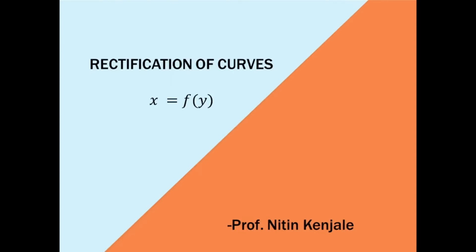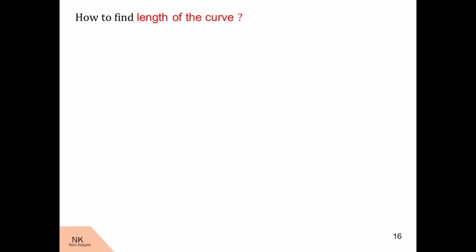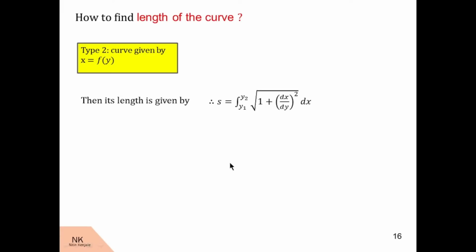In this video, we are going to discuss rectification of the curves given by the equation x is equal to f of y. In the first lecture of this series, we have already seen that the length of the curve given by the equation x is equal to f of y is given by s is equal to the integral of under root of 1 plus (dx by dy) square dy over the limit y1 to y2, where y1 and y2 are respectively the y coordinates of the endpoints of the curve x is equal to f of y. Now let us see examples that use this technique.